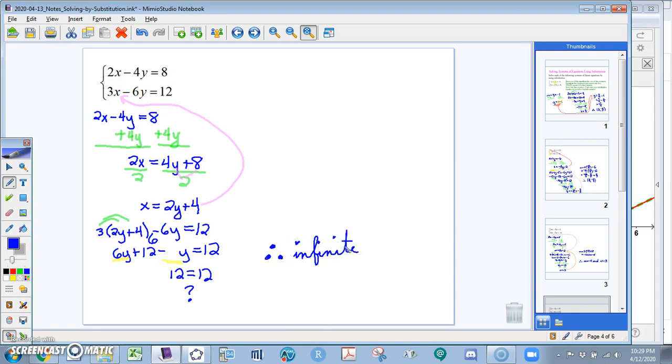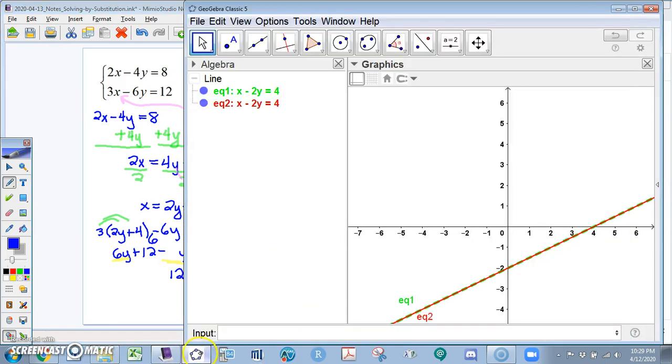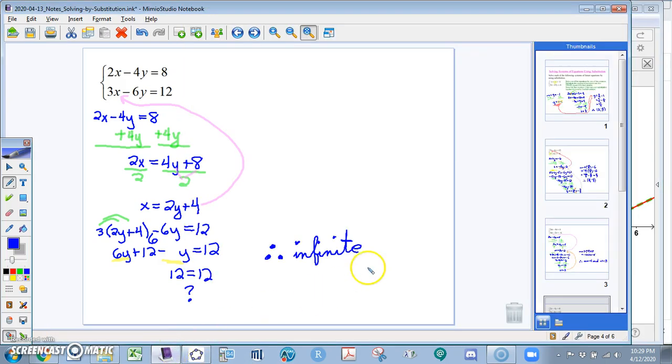Now that doesn't mean that just any point will work. There's only the points on the lines, the two overlapping lines, only those points work, but there are an infinite number of points in there, so an infinite number of solutions. Sorry about the writing there.